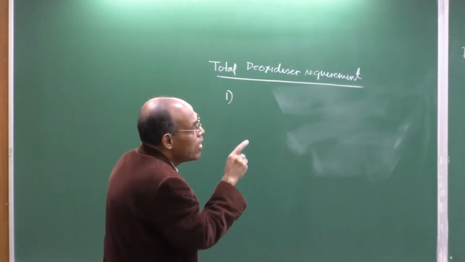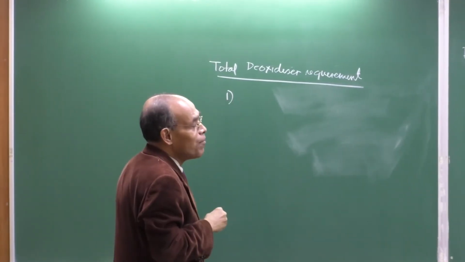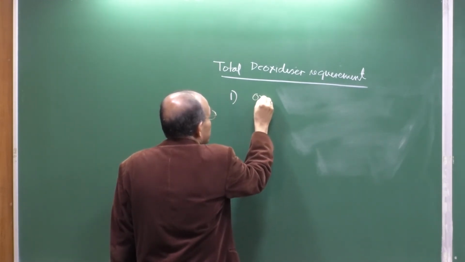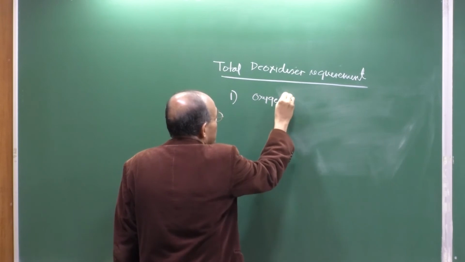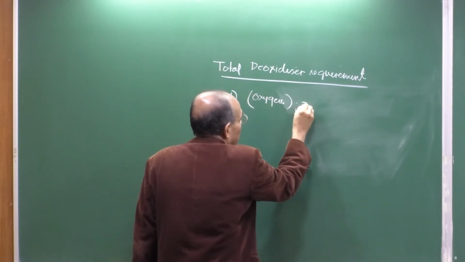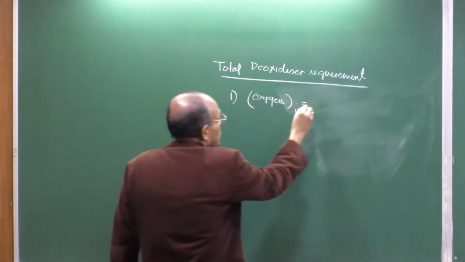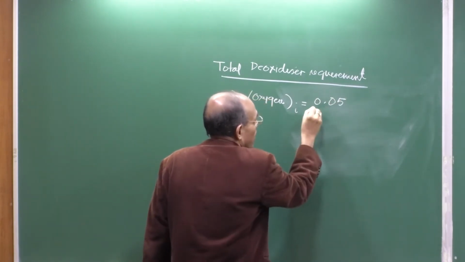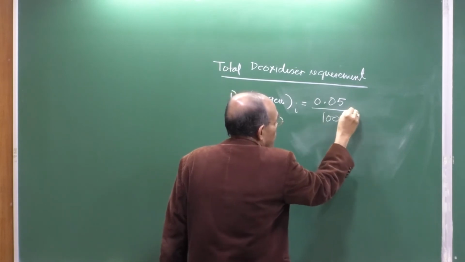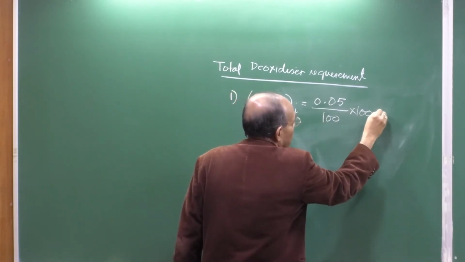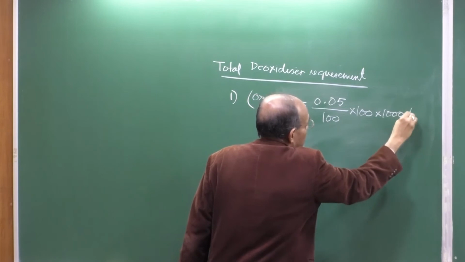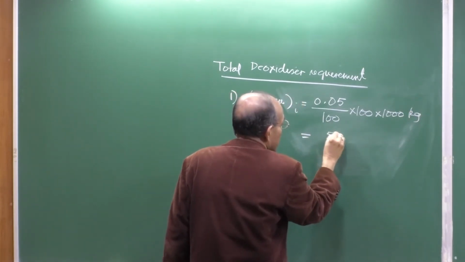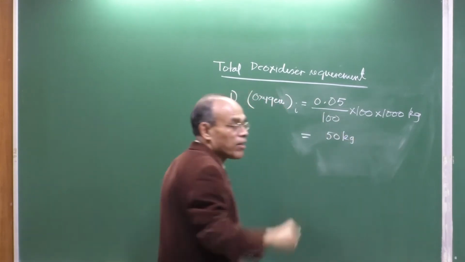Now, first thing is how much oxygen is there in the melt. We have 500 ppm. So, oxygen initial is 500 ppm, that is 0.05 weight percent, and for 100 tons, this is the amount in kg, that is equal to 50 kg of oxygen present in the bath.